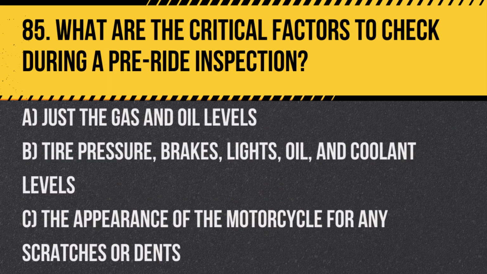Question 85. What are the critical factors to check during a pre-ride inspection? A. Just the gas and oil levels. B. Tire pressure, brakes, lights, oil, and coolant levels. C. The appearance of the motorcycle for any scratches or dents. Answer: B. Tire pressure, brakes, lights, oil, and coolant levels. Checking these key factors ensures the motorcycle is in good condition for safe operation.